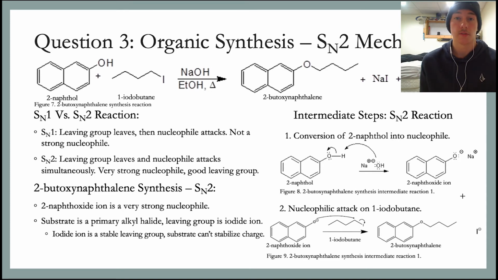Using this knowledge of the two different reaction mechanisms and applying it to the synthesis of 2-butoxynaphthalene, we can see it is an SN2 reaction. This is because in the first intermediate step, you see the generation of a 2-naphthoxide ion, and that is the nucleophile in this case. The 2-naphthoxide ion is a very strong nucleophile. As well, you see the leaving group is the iodide ion from the 1-iodobutane, and the iodide ion can stabilize the charge very well. It's a stable ion. So the combination of a strong nucleophile, the 2-naphthoxide ion, and a stable leaving group, the iodide from 1-iodobutane, points to the fact that this is an SN2 reaction.